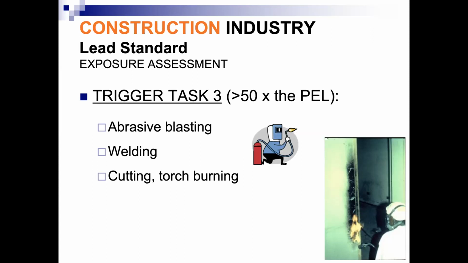So you are not allowed to burn paint off housing. That is banned by EPA under both the renovation and remodeling rule and their other regulations dealing with lead in housing and child occupied facilities. Cutting or torch burning. Okay, those are all trigger task 3. So if you have no sampling to prove otherwise, you must assume that your exposures are more than 50 times the PEL, so over 2,500 micrograms per meter cubed.